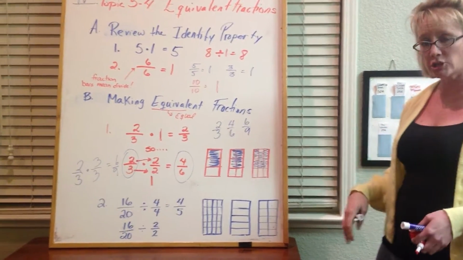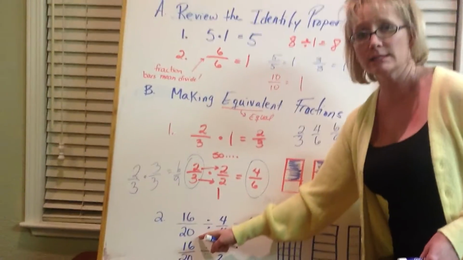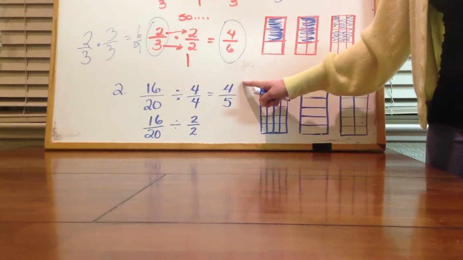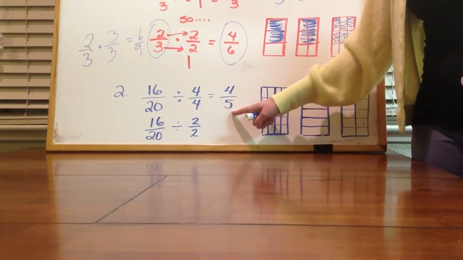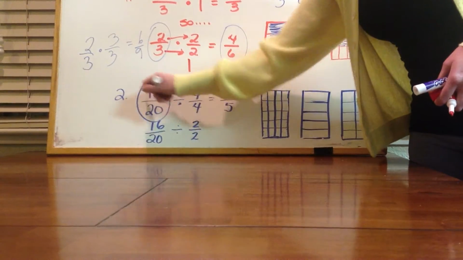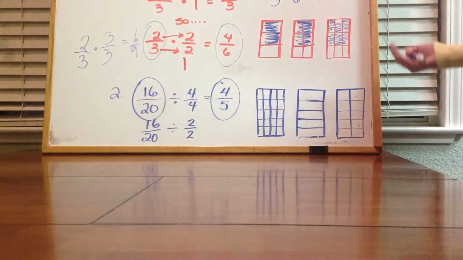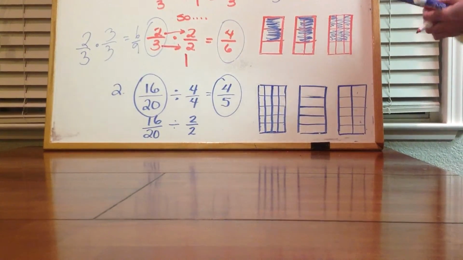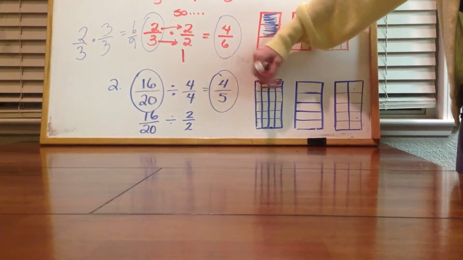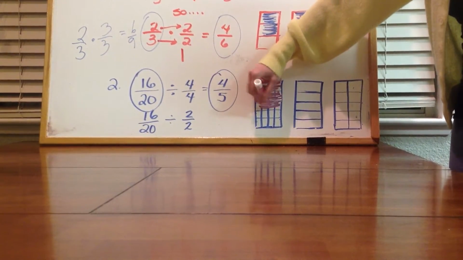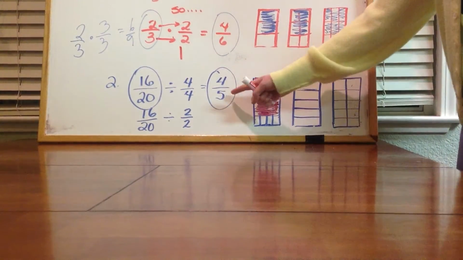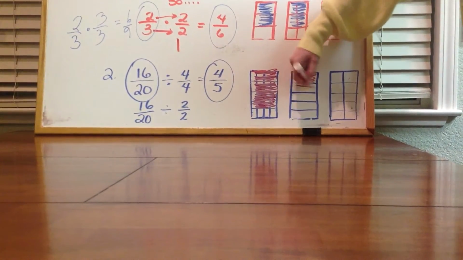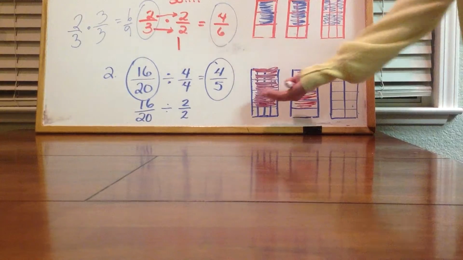The same is true with division here. I have the fraction 16/20, and I'm going to divide it by 4/4, or divide it by 1. 16 divided by 4 is 4, and 20 divided by 4 is 5. I'm saying that 16/20 and 4/5 are equivalent, that they're the same size. So again, I've taken my bar, I've broken it into 20 pieces. I'm going to shade in 16 of them. 1, 2, 3, 4, 5, 6, 7, 8, 9, 10, 11, 12, 13, 14, 15, 16. And this one says 4/5, so I have a bar broken into 5 pieces. I'm going to shade in 4 of them. 1, 2, 3, 4. It's the same size.